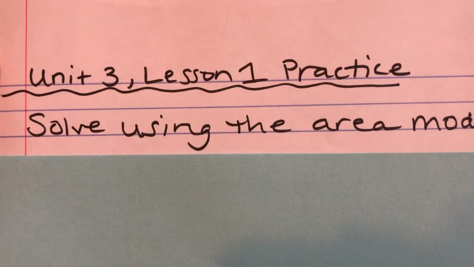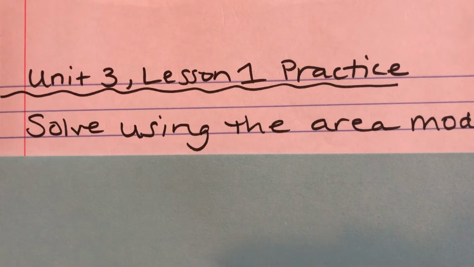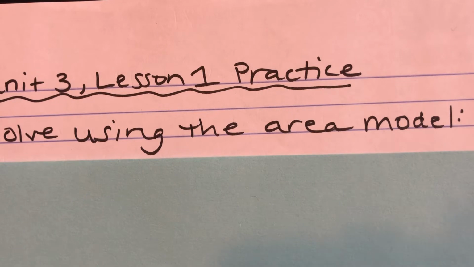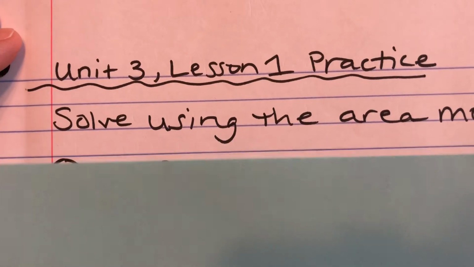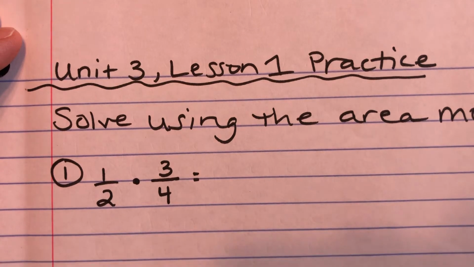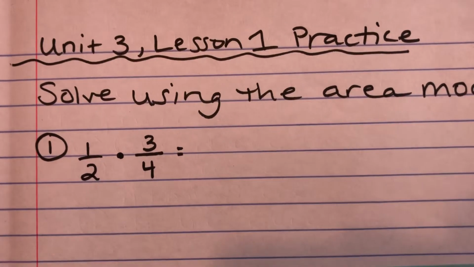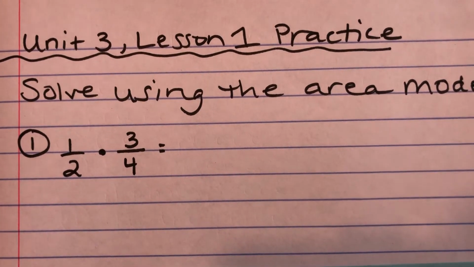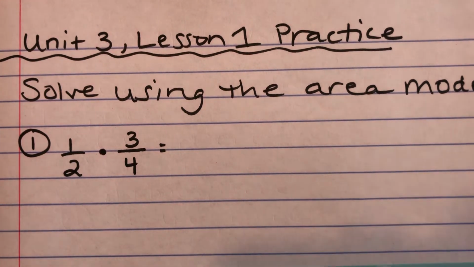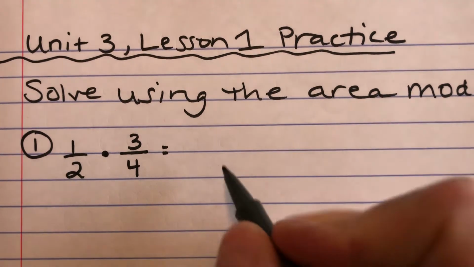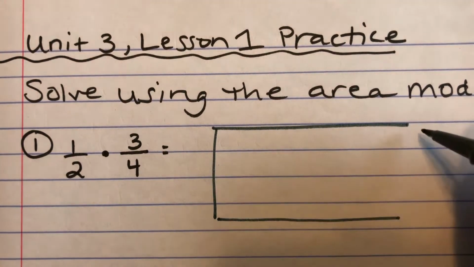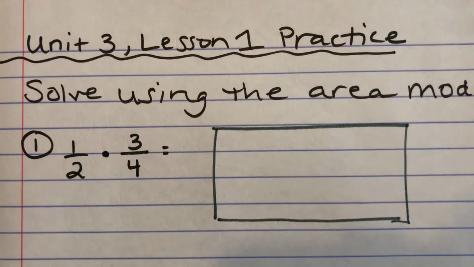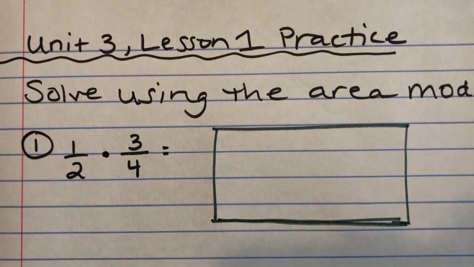So this first set of problems, I want you to solve them using the area model. That's that visual you learned about. So the first one I want you to solve is 1/2 times 3/4. So 1/2 of 3/4. This is where you should draw a lovely square or rectangle like so and divide it up. So you go for it. Press pause, press play when you are ready.